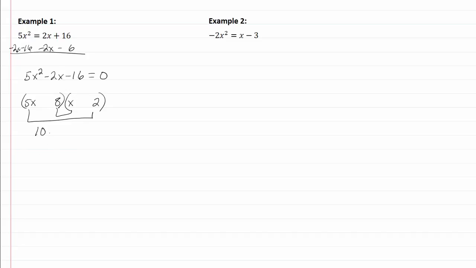So I've got 10x minus 8x. We do have a negative for our last sign, so we are subtracting. And 10x minus 8x does give me 2x. I want a negative 2 though, so it's going to be a negative 10, positive 8. Put my signs in. Okay, I'm now ready to set those equal to 0 to solve.